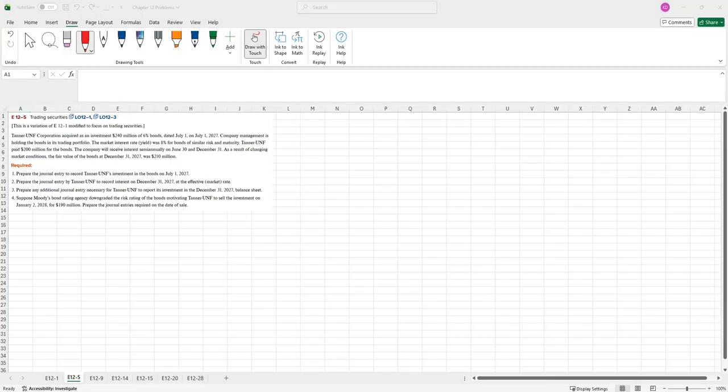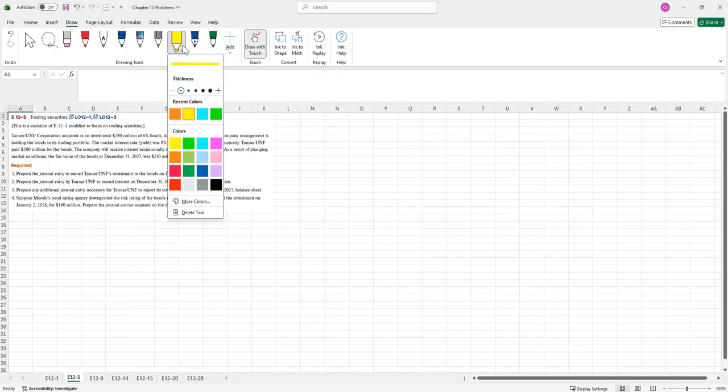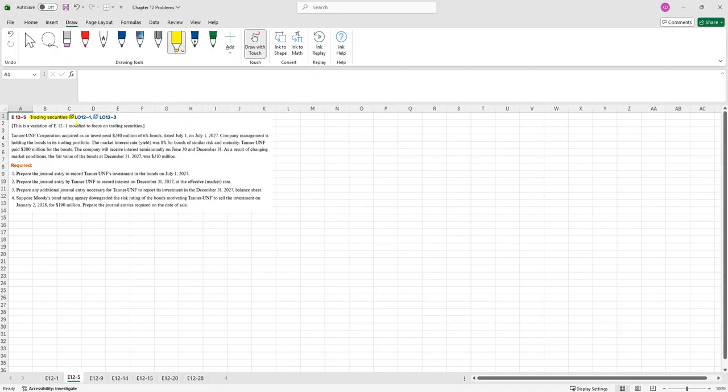Let's look at 12.5. So in this situation, we're looking at trading securities. So this is going to be like the Pikachu. We buy this, we plan on trading this bond. They tell us here we acquired as an investment 240 million of 6% bonds. Management is trading, we plan on trading these. The market rate is 8%.